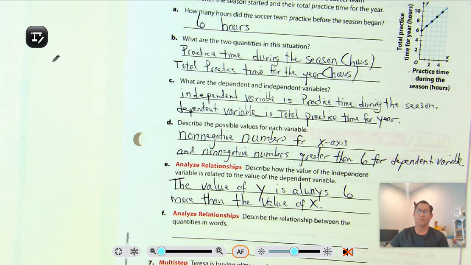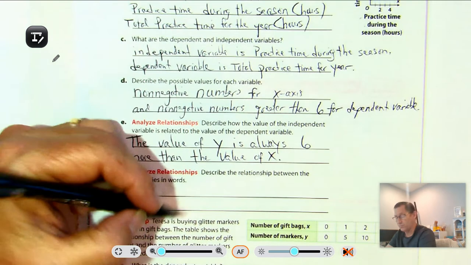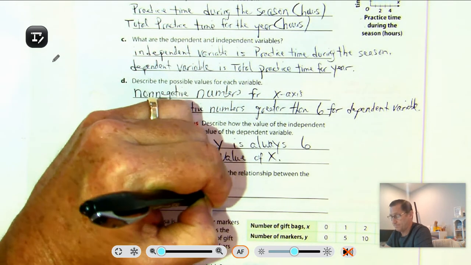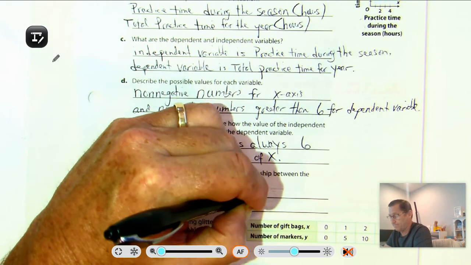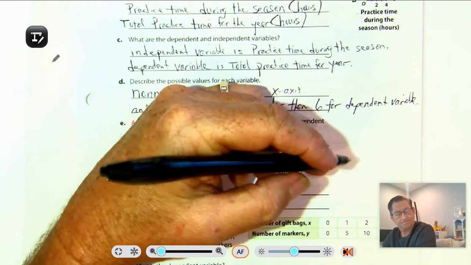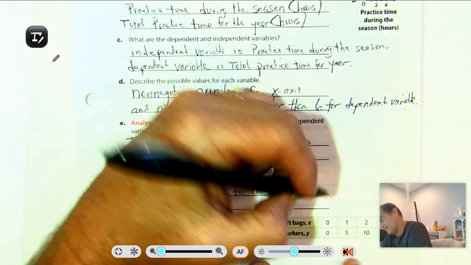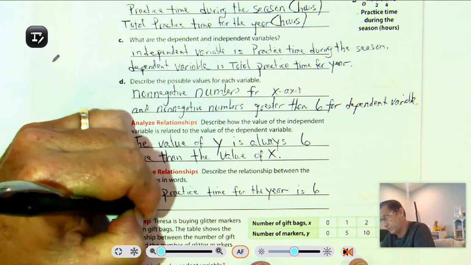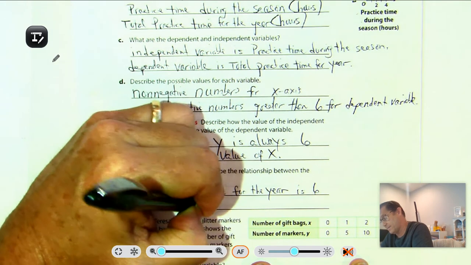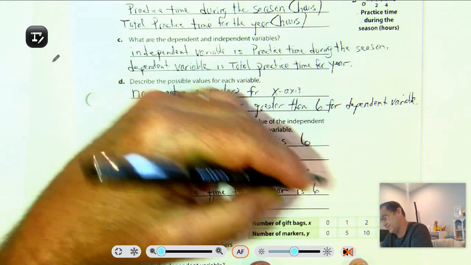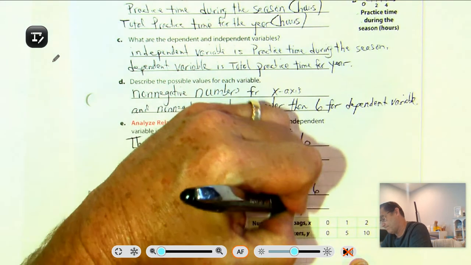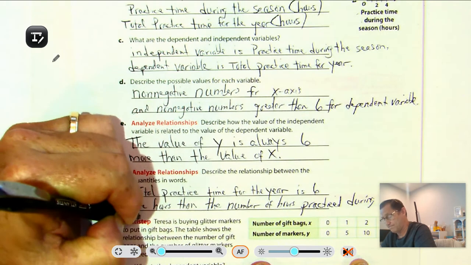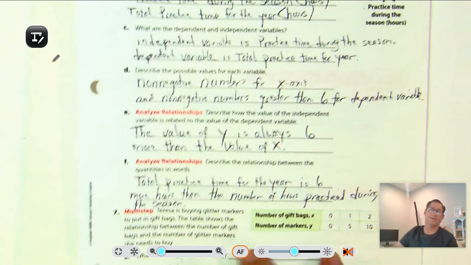Right, and describe the relationship between the quantities in words. So total practice time for the year is 6 more hours than the number of hours practiced during the season. Okay.